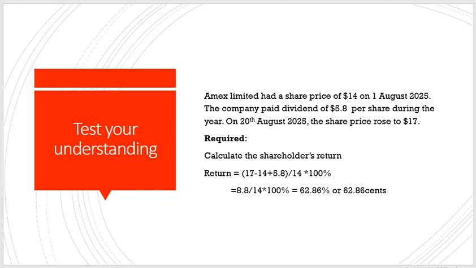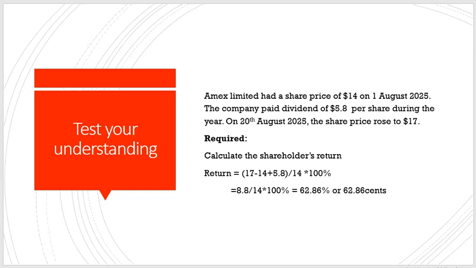Okay, let's demonstrate that with a simple example. Annex Limited has a share price of $14 on 1 August 2025, so that is P0. The company paid dividends of 5.8 per share during the year, that's D1. On 20th August 2025, the share price rose to $17, that is P1. So required, I get shareholders' return.